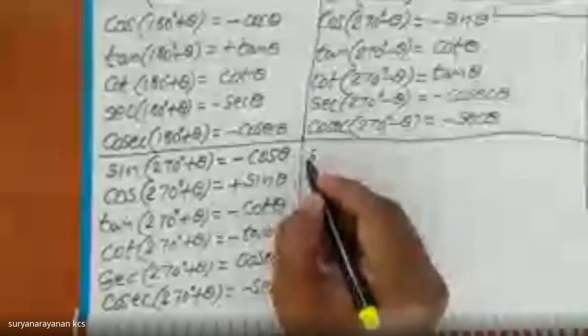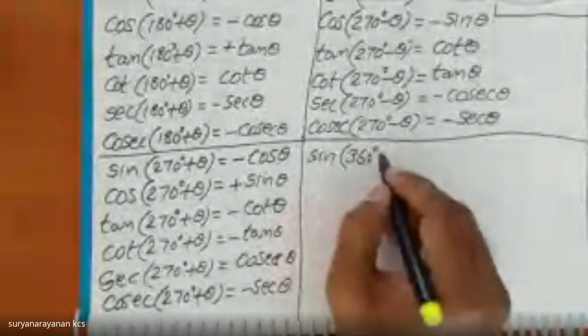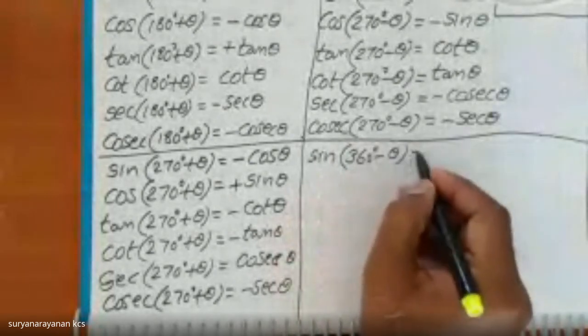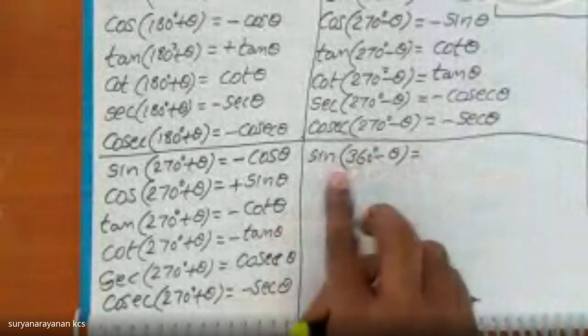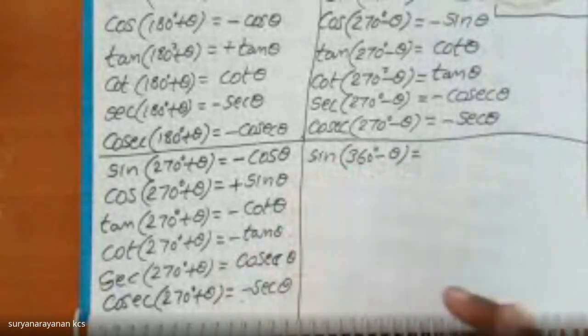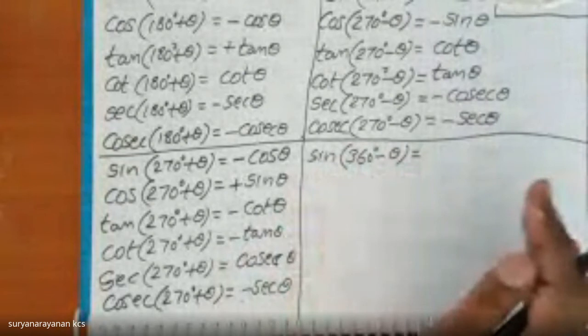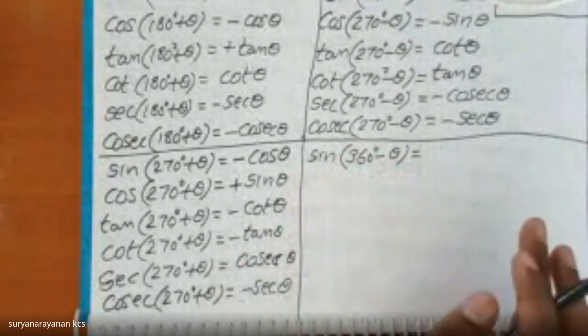Similarly, sin 360 degrees minus theta. If an angle is written with the combination of 360 degrees, in that case also trigonometric functions do not change. Sin comes as it is, cos comes as it is, tan comes as it is, secant also comes as it is, cosecant also comes as it is.